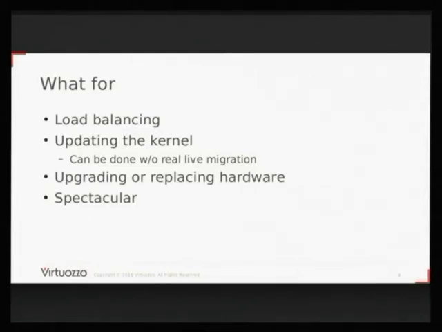Another usage scenario for live migration is to update the kernel. It works pretty simply. You make a hardware node free from critical workloads, from containers or from virtual machines, by moving them to another node. Of course, you need a cluster to do that. Then you boot the node into a new kernel, and then you can either rely on your balancer to balance the workloads back or move the load back manually. This case can actually be done without real live migration.